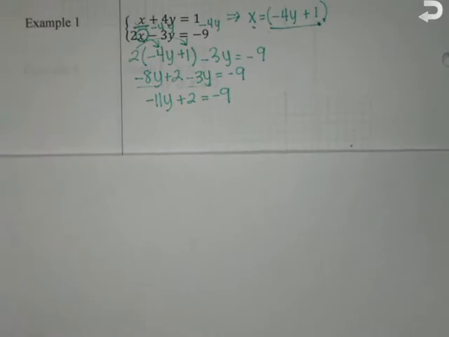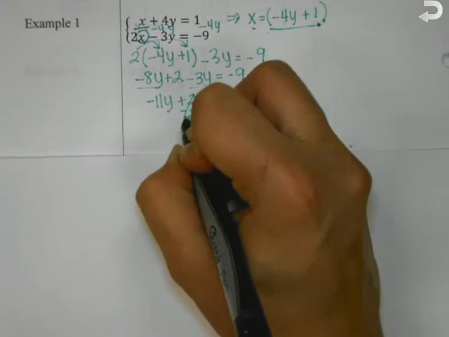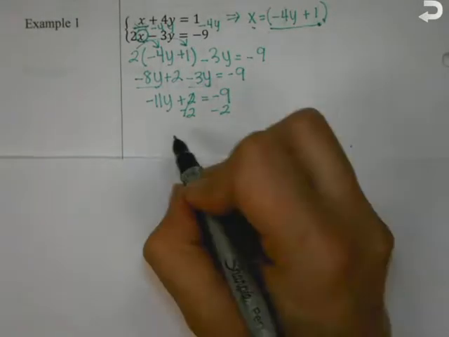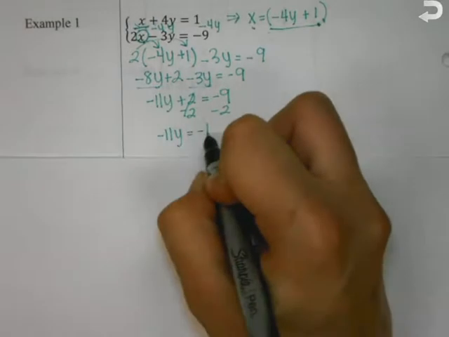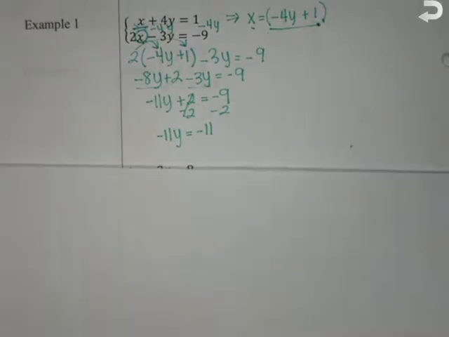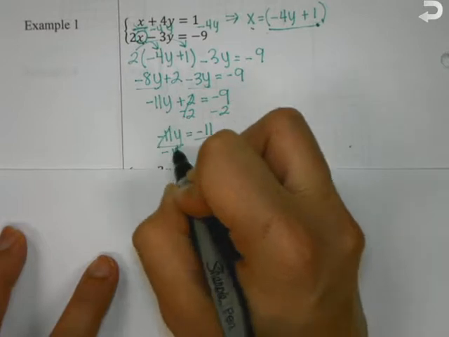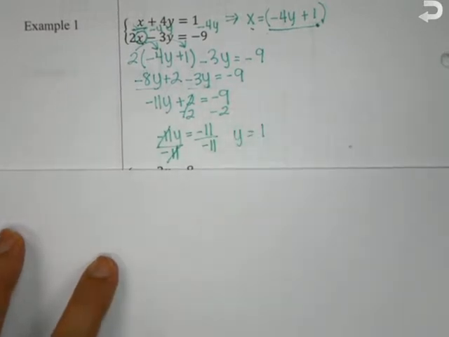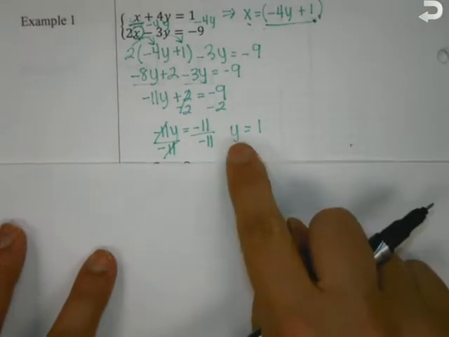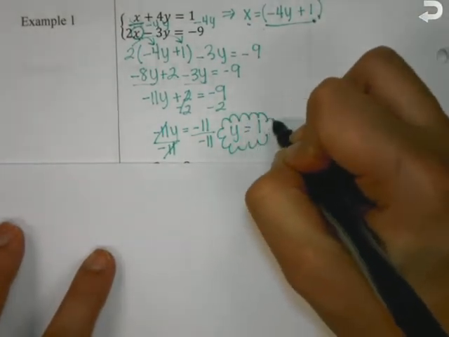And now solving for y should be pretty easy. We subtract 2 from both sides. That gives me negative 11y equals negative 11. Divide both sides by negative 11. And I get y equals positive 1. Okay, that's part of my answer, so I'm going to put a bubble around it, but that's not my full answer. Okay, that's only part of it.